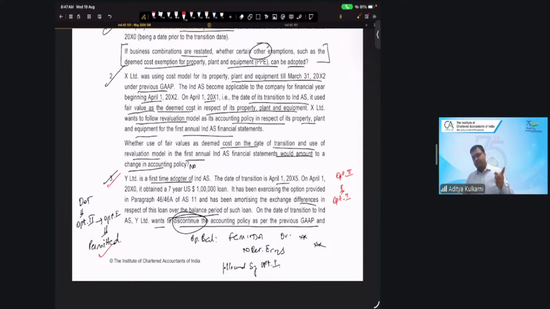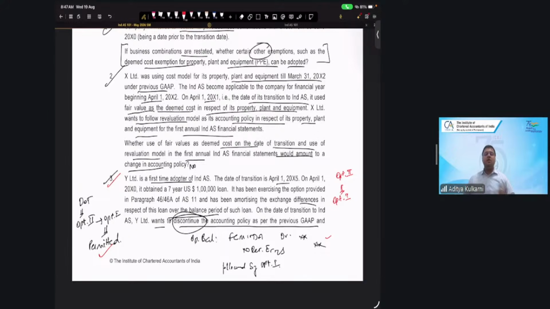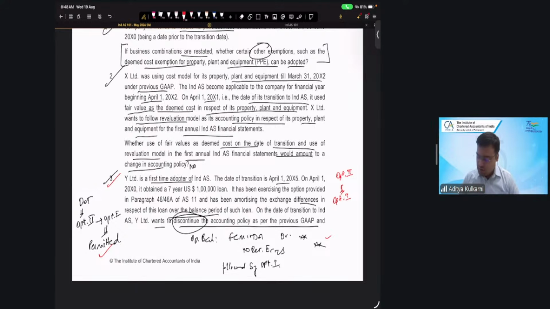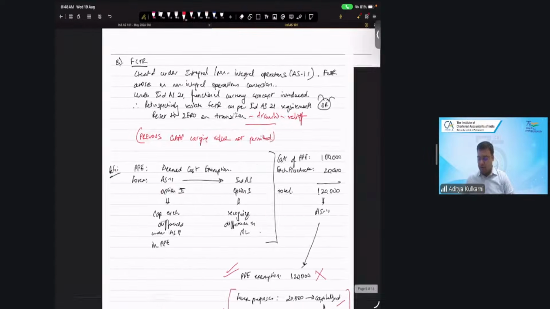So what will happen? The FCMITDA balance will go to retained earnings, because now you cannot hold FCMITDA. Once you have elected the option of taking to the P&L, you cannot hold it in the FCMITDA option. Yes or no? Yes, sir. Therefore move it to retained earnings, and henceforth whatever fluctuation is there, you will take it to the P&L. All right. That concludes our second topic, that is foreign currency.